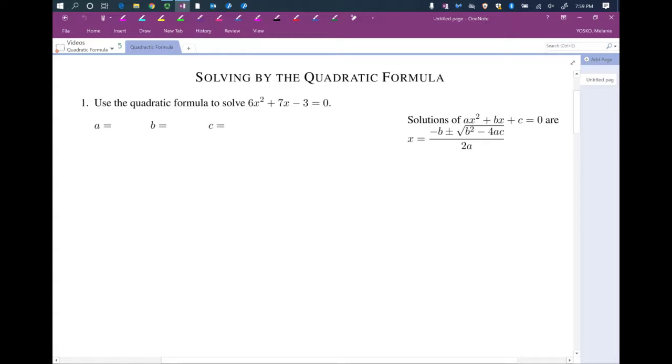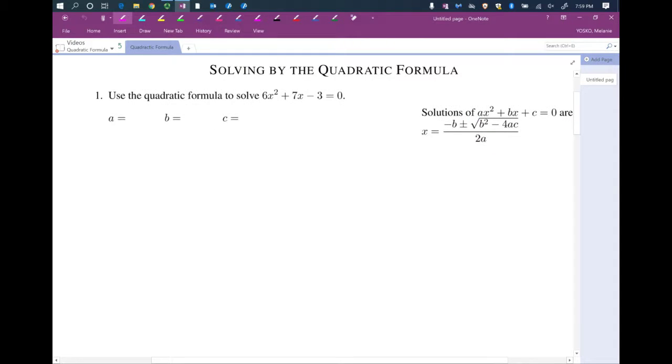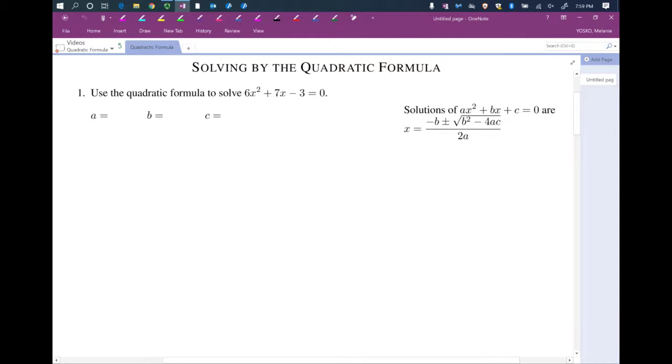Solving by the quadratic formula. So use the quadratic formula to solve 6x squared plus 7x minus 3 equals 0. And we see over here, this is the quadratic formula. A lot of students leave off a few things.